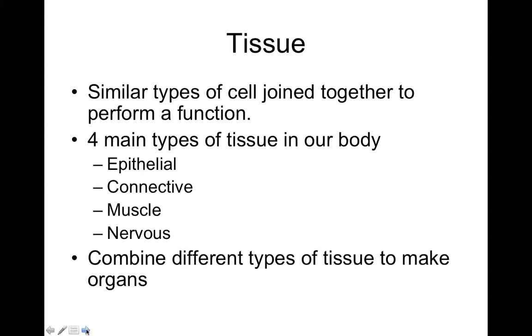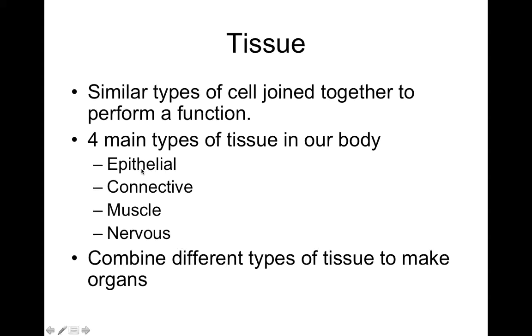Tissues are groups of similar cell types that join together and have a specific function. The specific function could be like your skin, which has a specific tissue in there called stratified squamous. There are four main types of tissues in our body: epithelial, connective, muscle, and nervous. And really all these combine to form our organs.